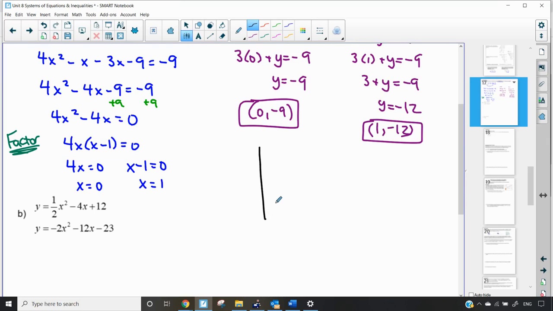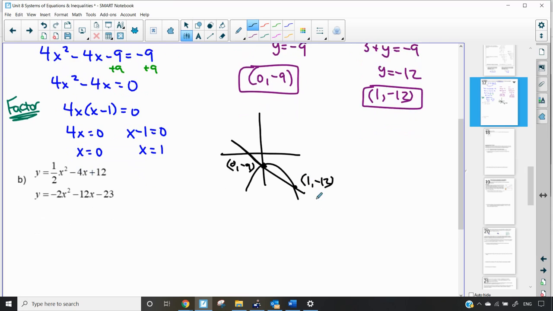So when I'm verifying, I'm just going to do a quick sketch just to show that I found those answers. And my intersection points are happening here at 0, negative 9, and 1, negative 12.